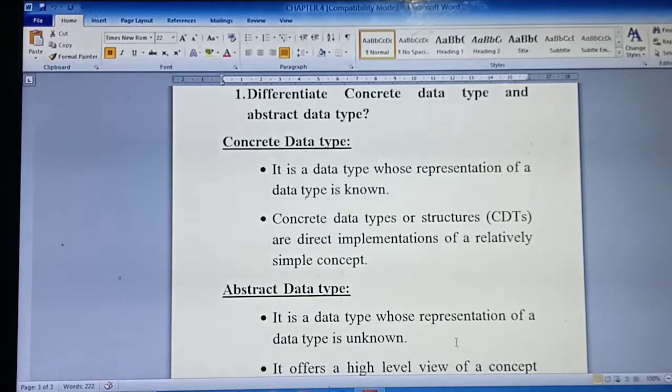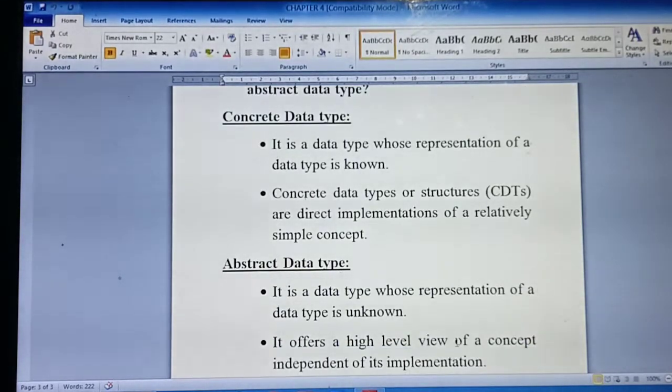So concrete data type is a data type whose representation is known. Next, concrete data types or structures are direct implementations of relatively simple concepts. Then abstract data type is a data type whose representation is unknown. Next, it offers a high level view of a concept independent of its implementation. So second chapter, first 3-mark question. Write it first.